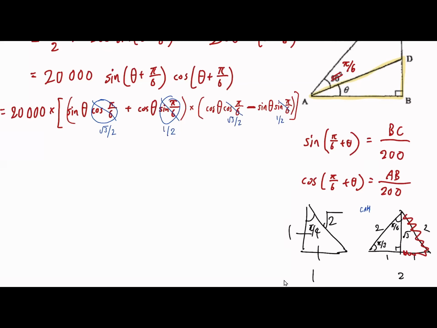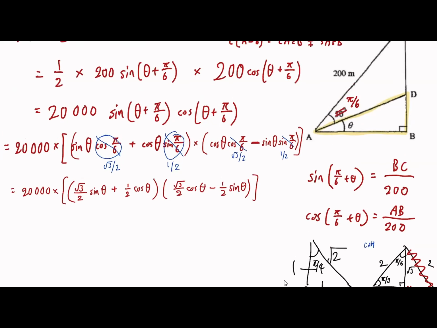Okay, very good. So let's just write it neatly. It's square root 3 over 2 times sine theta plus 1/2 times cosine theta, bracket again, square root 3 over 2 cosine theta minus 1/2 of sine theta, bracket, square bracket, 20,000. Remember, we're missing a factor of how much?